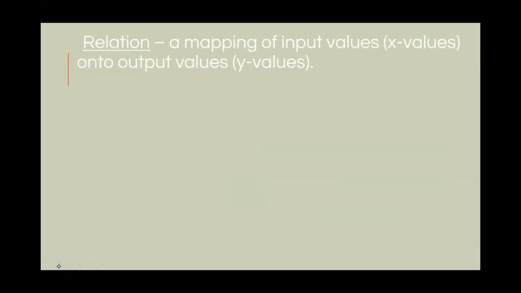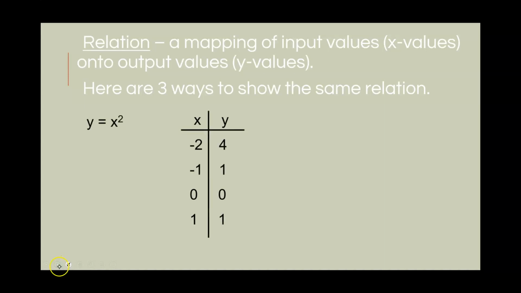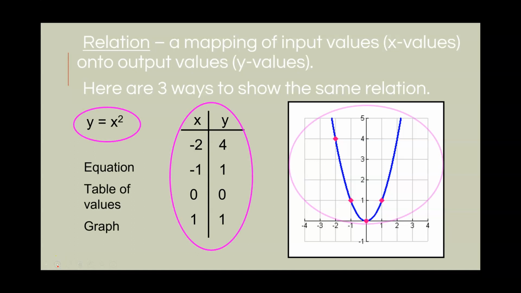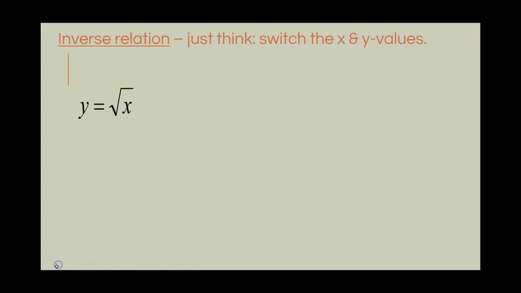So a relation is a mapping of input values, x values, onto output values, y values. So here are 3 ways to show the same relation. A relation is just a mapping of input values and output values, and there are 3 ways to represent that. And those are the 3 ways we're going to learn how to find the inverse of. The first way is the equation, the second way is a table, and the third way is a graph. So we are going to learn those 3 ways of how to find an inverse. Okay, an equation, table of values, and graph, and not in that order.